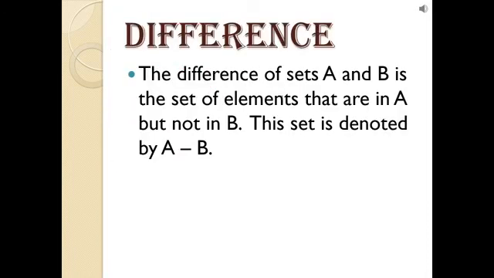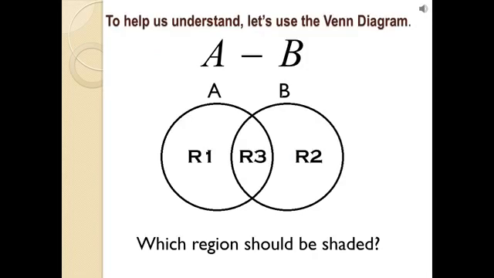Difference. The difference of sets A and B is the set of the elements that are in A but not in B. So our focus here is simply the first set. From the first set, we will subtract the elements found in B because we will not be including elements in B for our answer. So let's have an example.